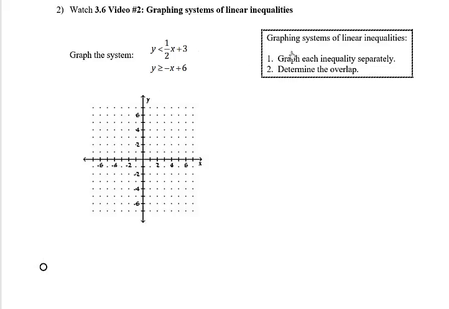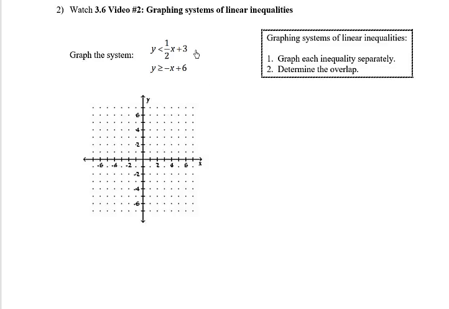The strategy is very simple. All we'll do is we'll go ahead and graph each inequality separately. We just learned how to do that. The final answer will simply be the overlap, the part that works with both. Thankfully, both of these inequalities are already in the good format, the y equals mx plus b format. So I think we can just draw them immediately.